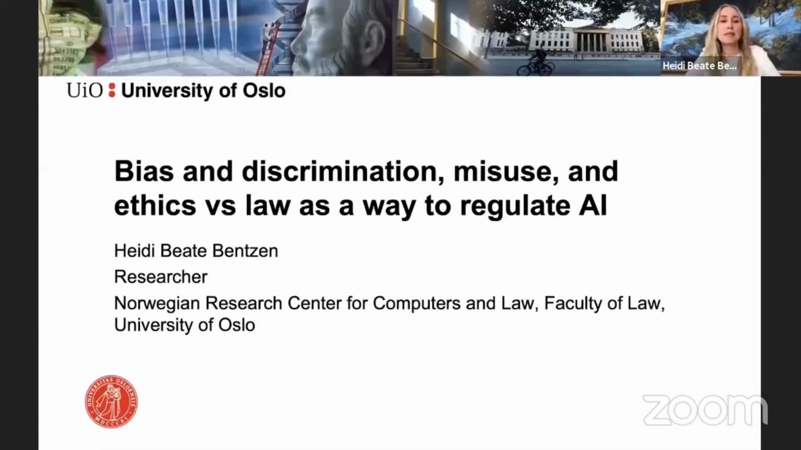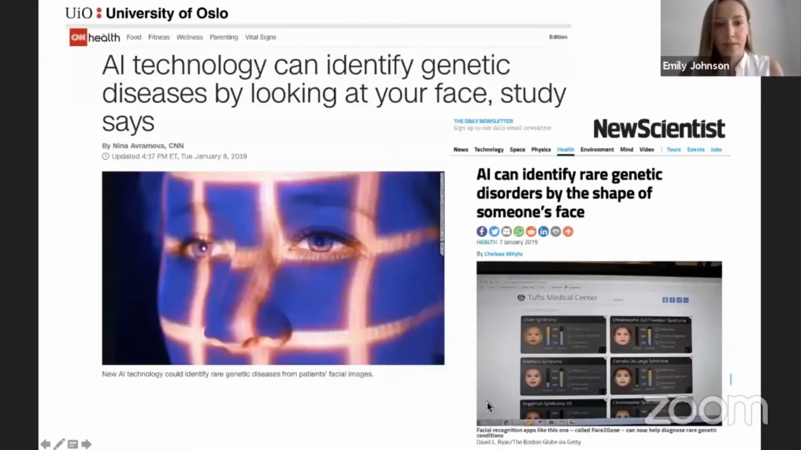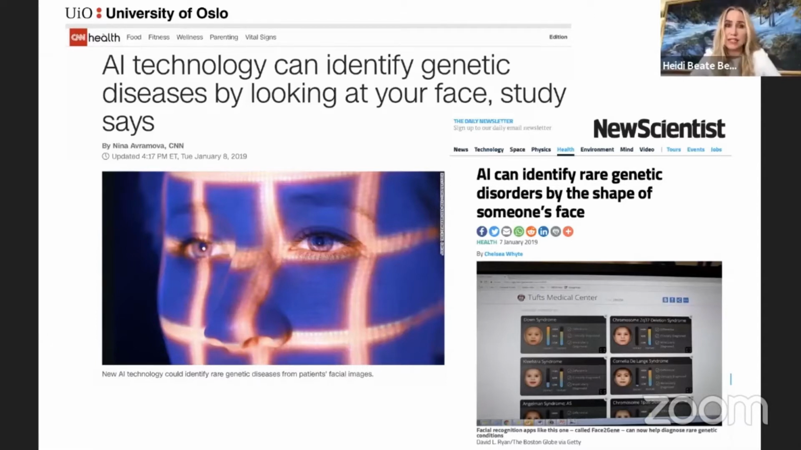So I will talk about bias and discrimination, misuse, and ethics versus law as a way to regulate AI. I will use a case study to do this, and the case study will be AI technology to identify genetic diseases by looking at someone's face. It's something that has received a lot of media attention.